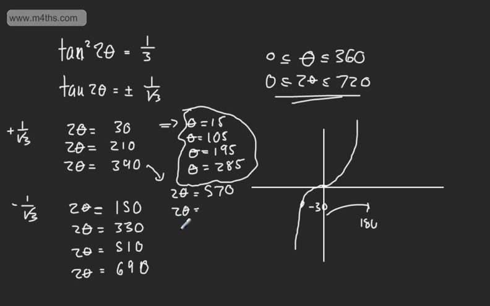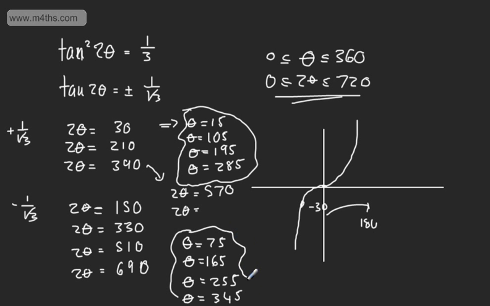Now for the positive one, we would just go ahead and split these by 2. So theta would be equal to 75, theta would be equal to 165, theta is going to be 255, and then the last one, if we now just go up, that's going to give us 345. So they are the solutions. I'm kind of thinking my maths has held up there. If not, hopefully you can see how it's done.